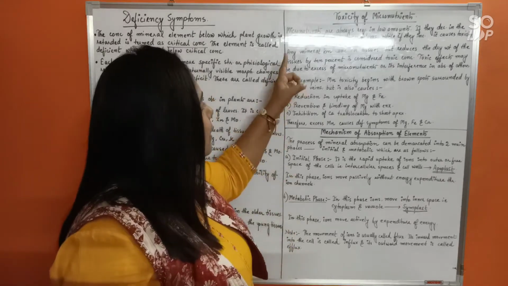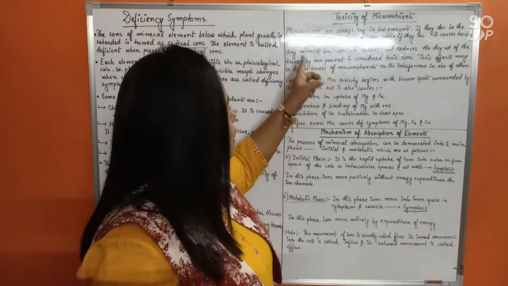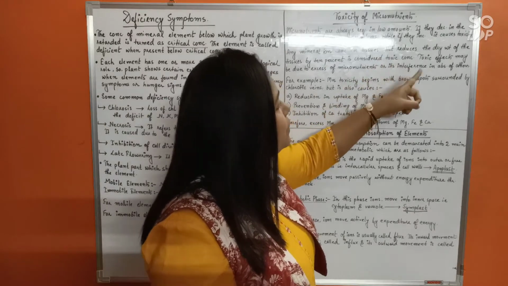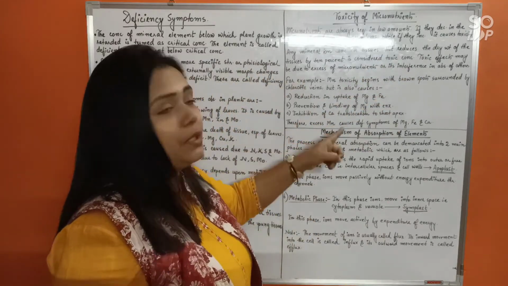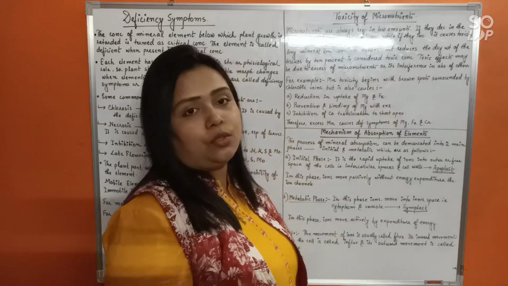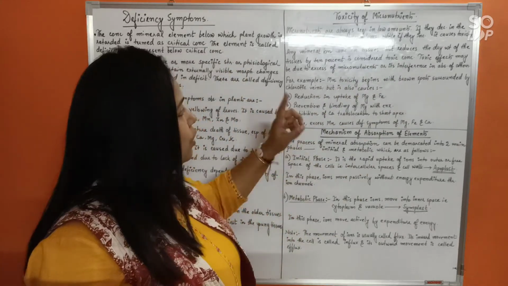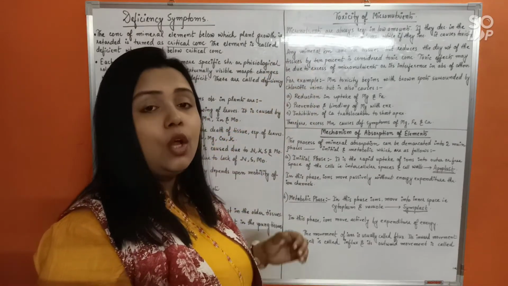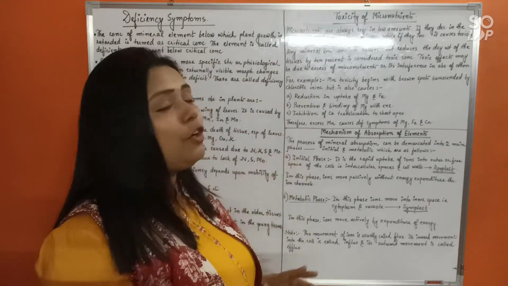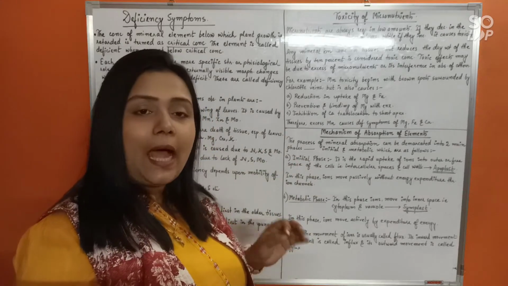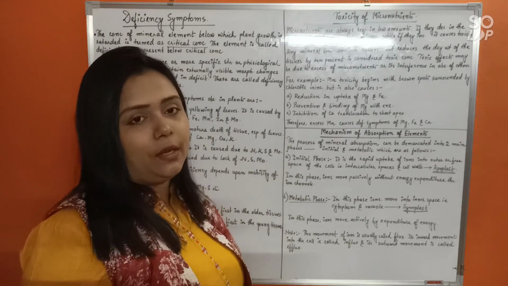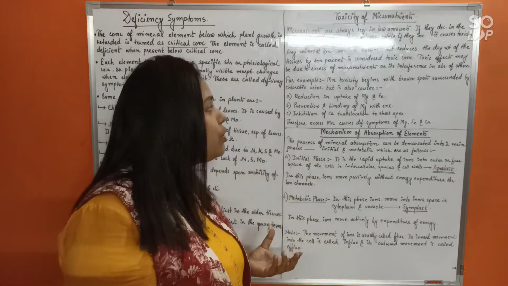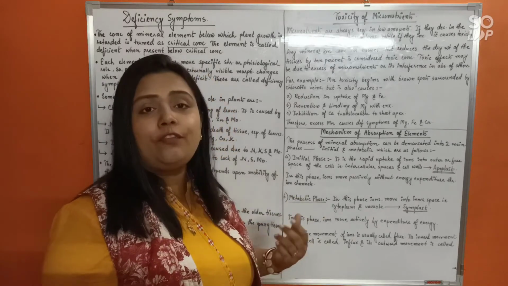See here, any mineral ion concentration in the tissues that reduces the dry weight of the tissue by 10% is considered a toxic concentration. Alright? Do understand this. Any mineral ion concentration in the tissues which will reduce the dry weight of the tissue by 10% would be referred to as toxicity of that element. Alright? Now, toxic effects may be due to excess of micronutrients or its interference in the absorption of other elements.